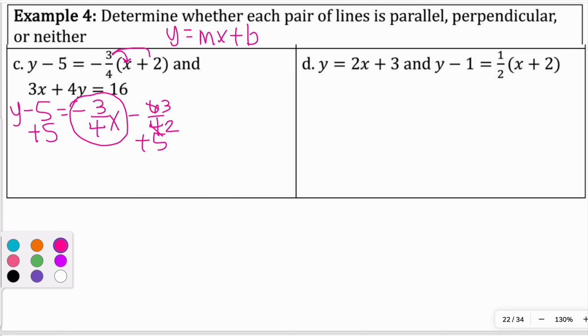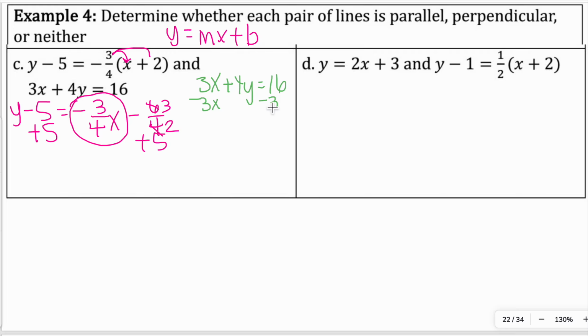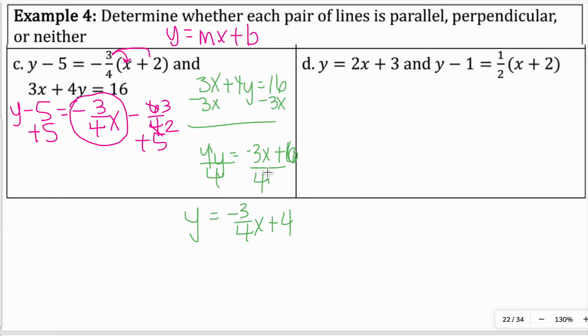So the second one, I have 3x plus 4y is equal to 16. I'm going to get y by itself so I can at least identify what my slope is going to be. So I'm going to have 4y is equal to -3x plus 16, and then when you divide both sides by 4, I'm going to get y is equal to negative 3/4 x plus 4. Because remember, when we're dividing by 4, we're dividing everything here. And if you notice, both of my slopes are the same, so we're going to say parallel.